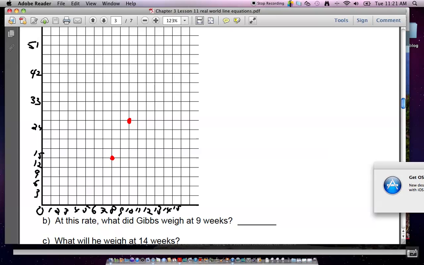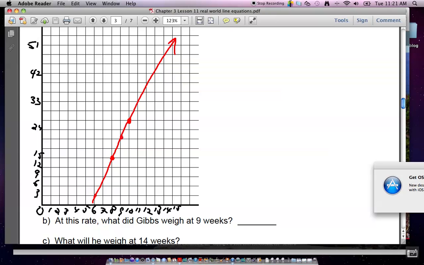Okay, so I have my two dots drawn, and the truth is that I didn't pick the best numbers on this because you're not going to really get a y-intercept out of this, so we'll just kind of ignore that part of it. But I noticed that my slope here, I'm going up 4, 2, so that's 1, 2, 3, 4, 2. So here's my line, and it wants to know how much did he weigh at 9 weeks.